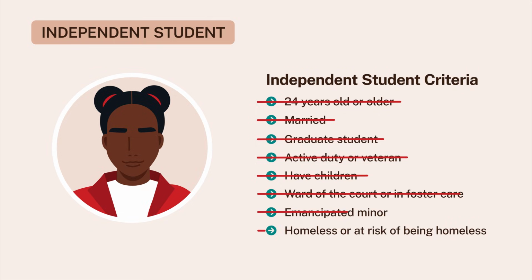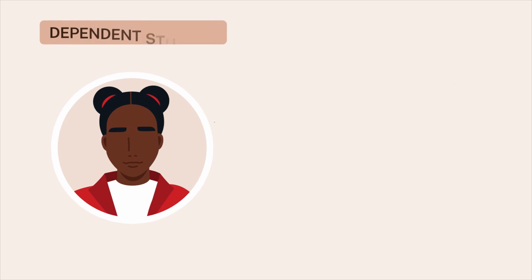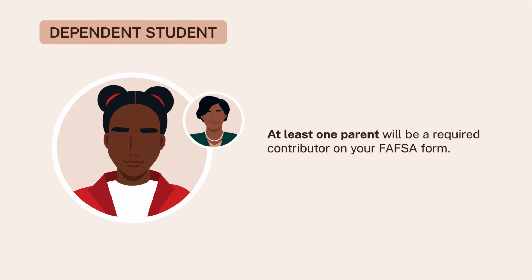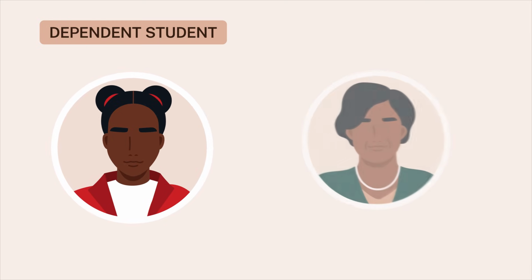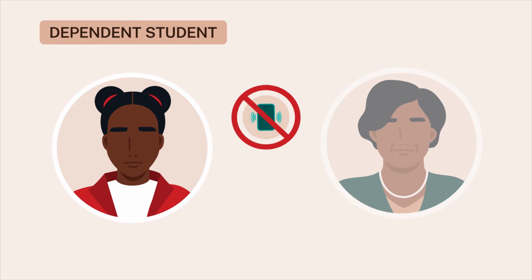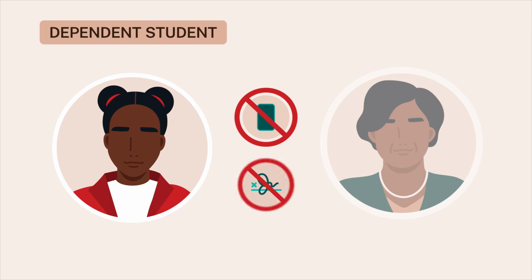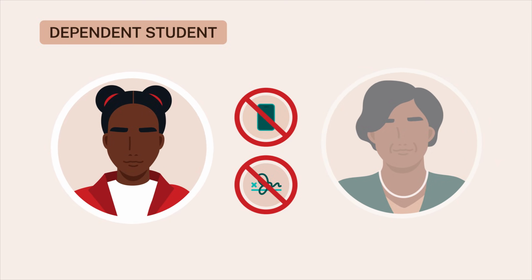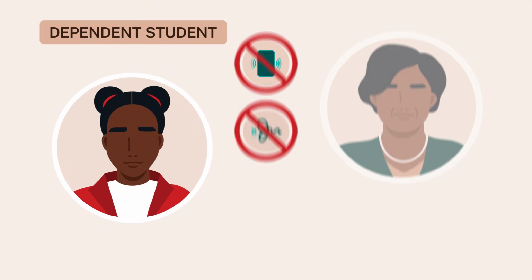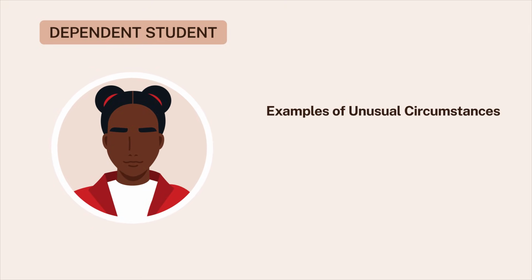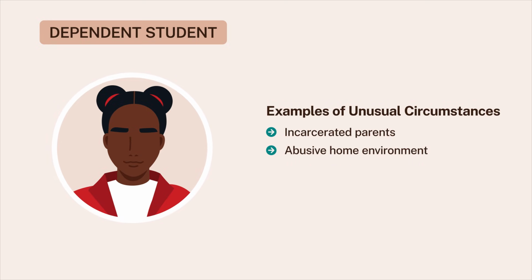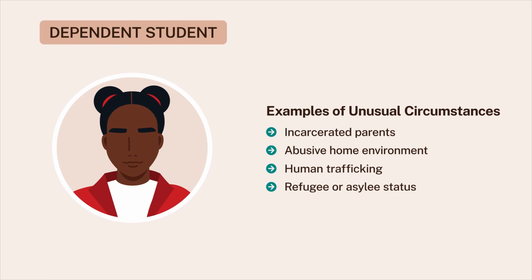If none of those criteria apply to you, then you're likely a dependent student, and at least one parent will be a required contributor on your FAFSA form. However, if you're a dependent student and unusual circumstances prevent you from contacting your parents, or if contacting your parents poses a risk to you, you may be able to submit your FAFSA form without parent information and a parent signature. Examples of unusual circumstances include if your parents are incarcerated, you left home due to an abusive family environment, you are a victim of human trafficking, or you've been granted refugee or asylee status.